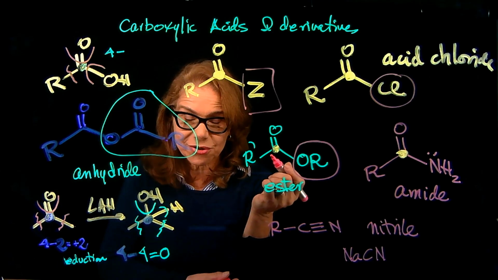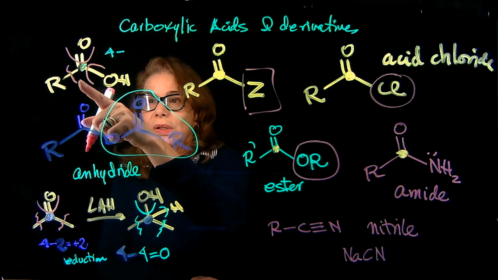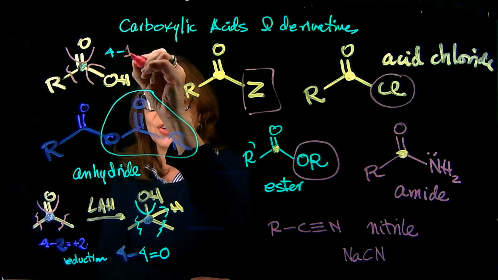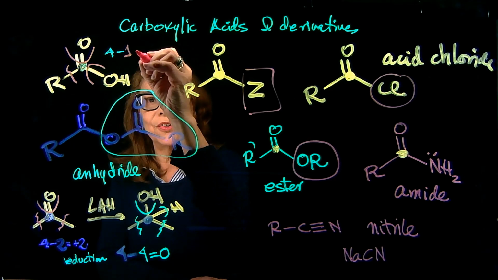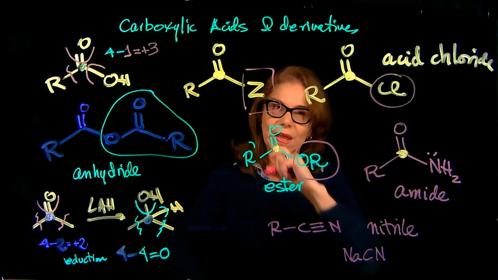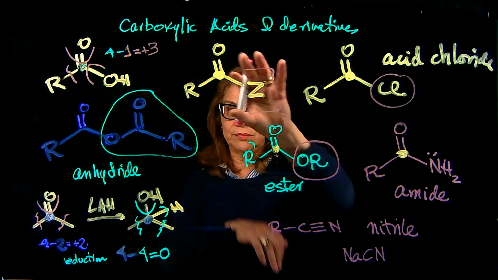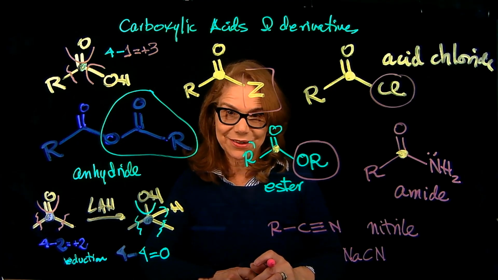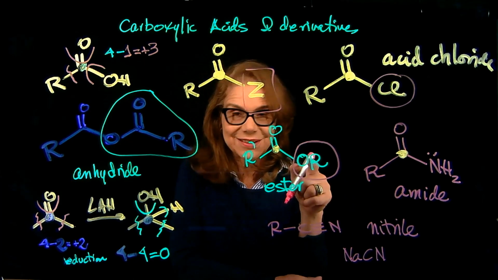So how many electrons are assigned to the central carbon? Well, only 1 here, because the others are assigned to oxygen. So oxidation state here is plus 3. So let's do that for the chloride. These are the general formulas, say, for the carboxylic acid derivatives. So now let's do the acid chloride.